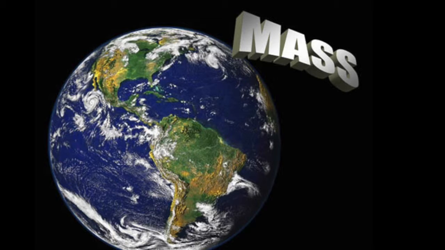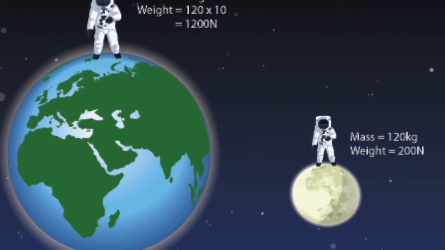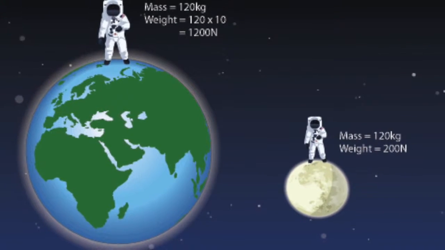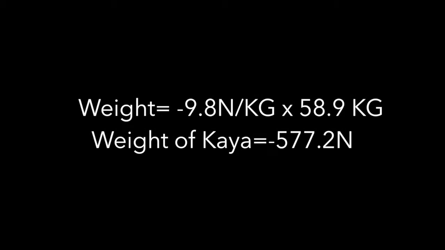Mass is how much matter an object takes up and is constant. Weight is the measure of gravity on an object and can change depending on whether the object is subjected to less or more gravity. When Kaya's mass of 58.9 kilograms is multiplied by the force of Earth, negative 9.8 meters per second squared, we can calculate her weight.